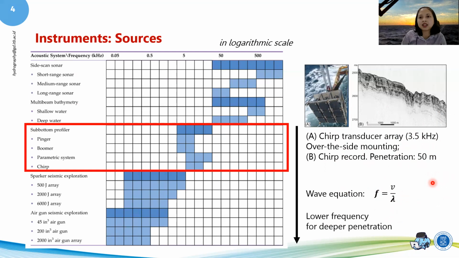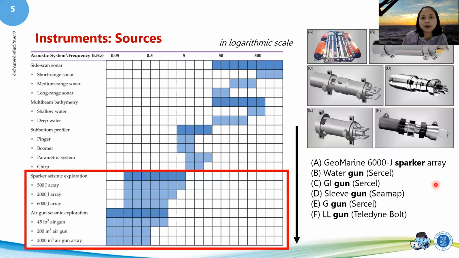Not that deep, because again, this is actually 3.5 kilohertz. Yeah. The shallower it is, the higher the frequency you need. And then if you want to go deeper, you will need a system called a sparker or air gun. This one is a type of sparker, and the rest are air guns, basically.